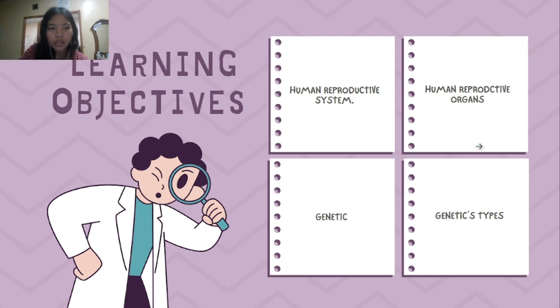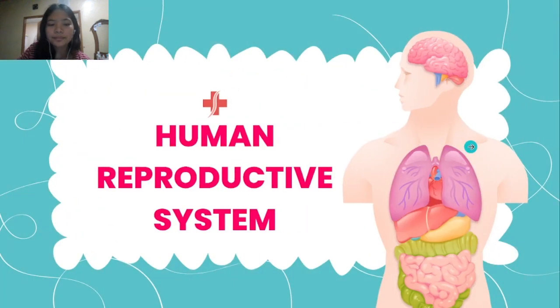Today our learning objectives are: the first, human reproductive system; the second, human reproductive organs; the third, genetics; and the fourth, the last, genetics types. The first one, human reproductive system.